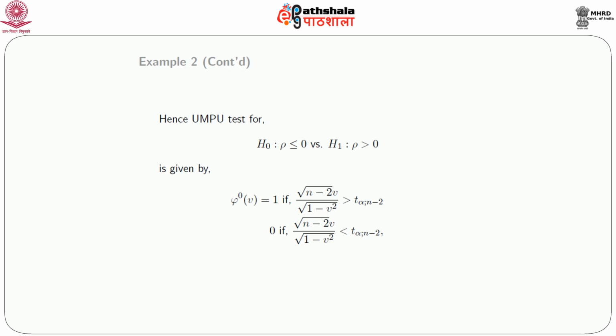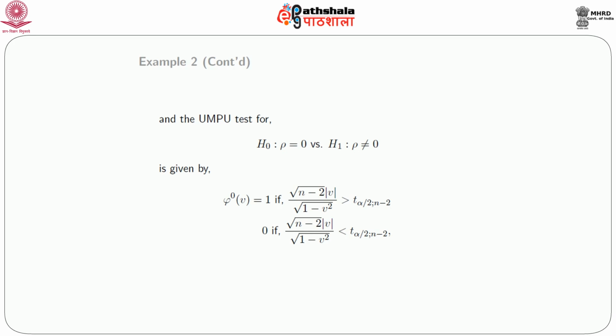Hence the UMPU test for H0: rho less than or equal to 0 versus H1: rho greater than 0 is given by phi naught equal to 1 if root n minus 2 into V divided by root over 1 minus V square is greater than t alpha, n minus 2, and 0 if it is less than t alpha, n minus 2, where t alpha, n minus 2 is the upper alpha, 100 alpha percent point of a t distribution with n minus 2 degrees of freedom, and actually here V represents the sample correlation coefficient.